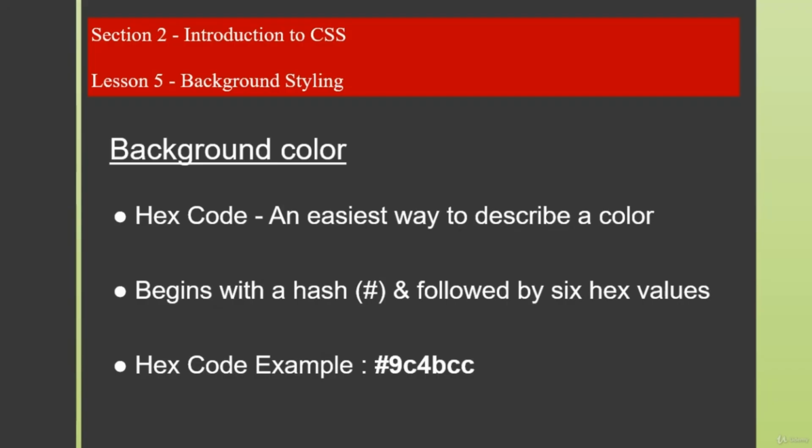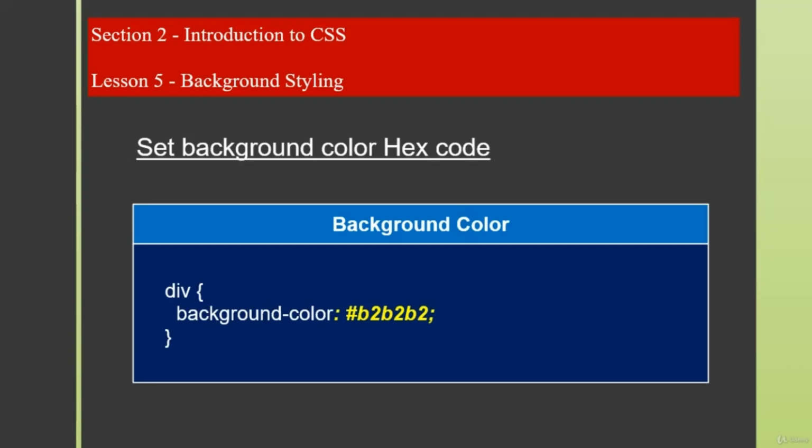CSS supports a wide variety of colors. The numeric system gives us an opportunity to use the whole spectrum of colors which are supported by major browsers. The easiest way to describe a color is a hex code which represents three separate values that specify the levels of the component colors. Hex code begins with a hash and is followed by 6 hex values or 3 pairs of hex values. For example, hash 9C4BCC. This is one example of setting background color using hex code.